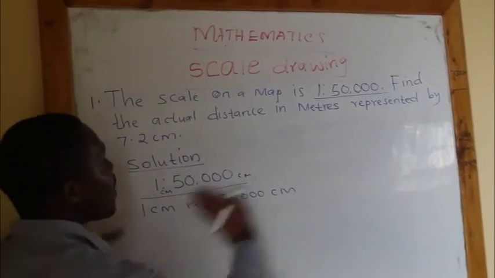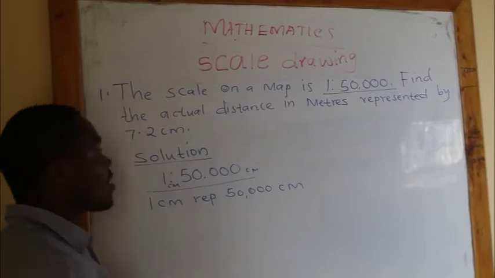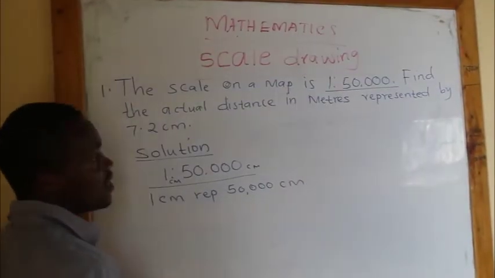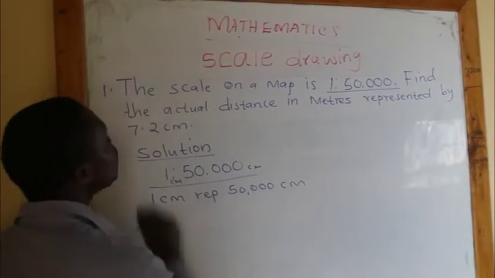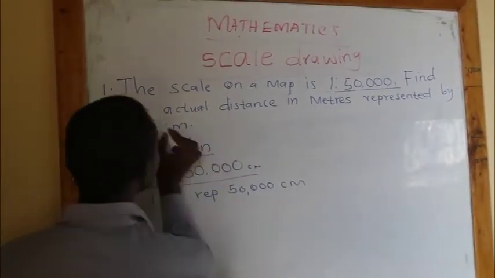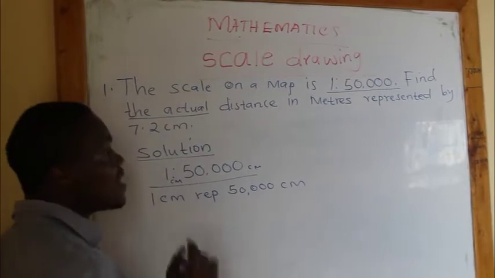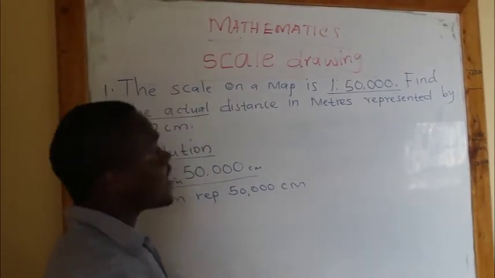After you have expounded on this, you can now go on and read the next statement. The question asks, find the actual distance. So the question is the actual distance, meaning a real length outside this piece of paper.